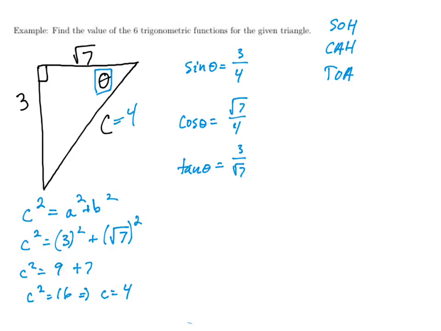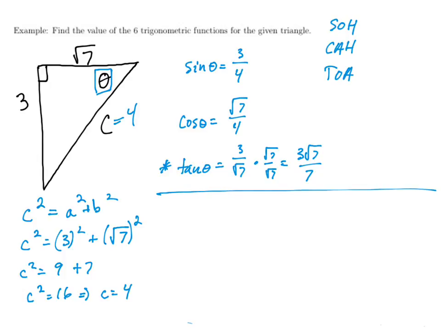Now, we need to be careful here because we do not want to leave a radical in the denominator, so we must rationalize the denominator. We do that by multiplying the top and bottom by square root 7. We end up with 3 square root 7 over square root 49, which is 7. So tangent of theta would be 3 root 7 over 7.